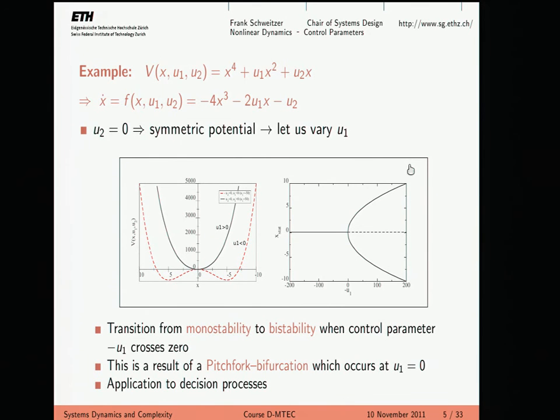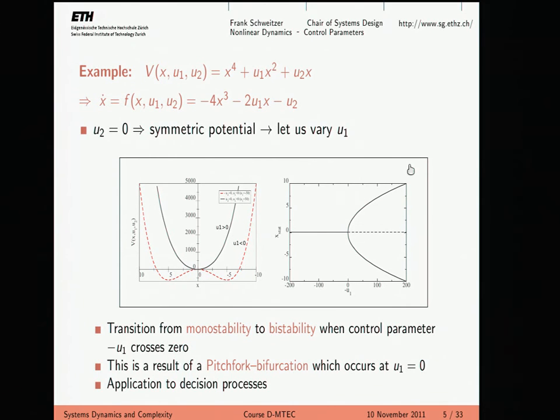We have one stationary stable point at 0, and we start decreasing u1 from 50, 40, 30, 20, 1. Nothing changes. Of course, the shape of this thing would change, but the stable stationary point is still going to be at 0. Suddenly, at u1 equal to 0, something happens to the system. Look, this is a discontinuous process.